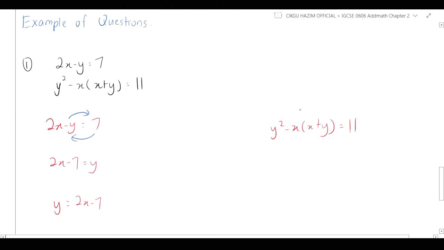And then on the nonlinear equation here, you can see that something is in the bracket, and you can simplify first. So I recommend you simplify first, make sure you do this correctly, and expand this. So y squared, negative x multiplied by x is going to be negative x squared. Negative x multiplied by y is going to be negative xy, and equal to 11.